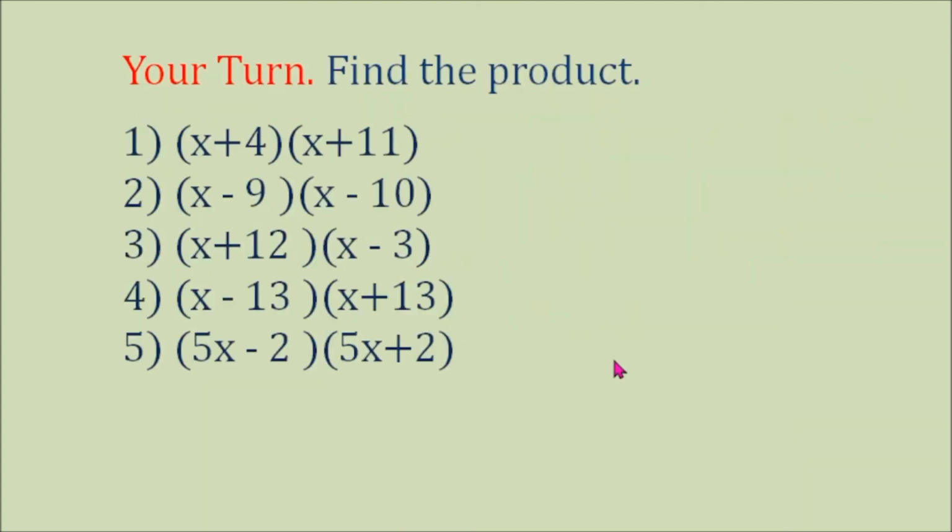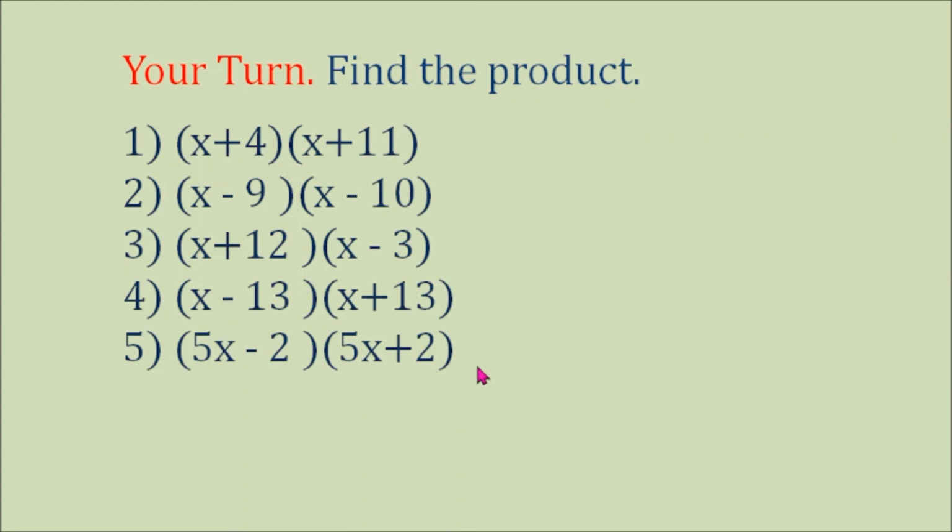Now, your turn. You can pause the video and work on these 5 items. Number 1, the quantity x plus 4 times the quantity x plus 11. Number 2, the quantity x minus 9 times the quantity x minus 10. Number 3, the quantity x plus 12 times the quantity x minus 3. And number 4, the quantity x minus 13 times the quantity x plus 13. And number 5, the quantity 5x minus 2 times the quantity 5x plus 2.